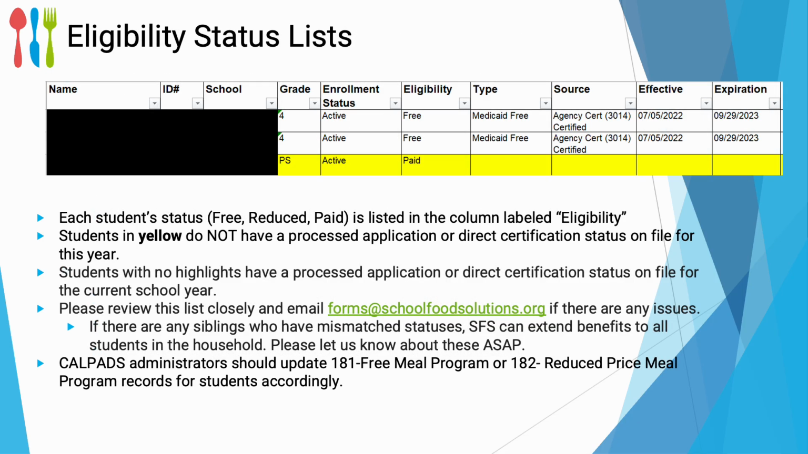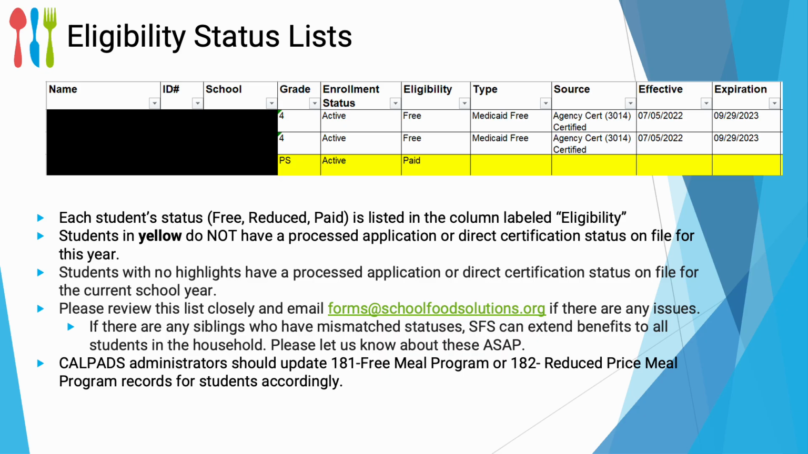Status lists are the spreadsheets that we're going to send you weekly, bi-weekly, and then later in the year, more like monthly, letting you know an update of how each student at your school qualifies. So each student will have a row in this file, and there's a column labeled eligibility, and it will say either free, reduced, or paid. Again, nobody's paying for meals, but paid basically just means not eligible for free or reduced.